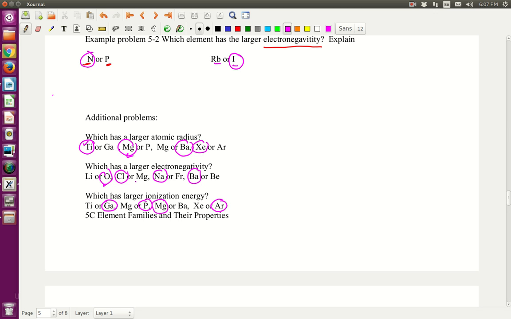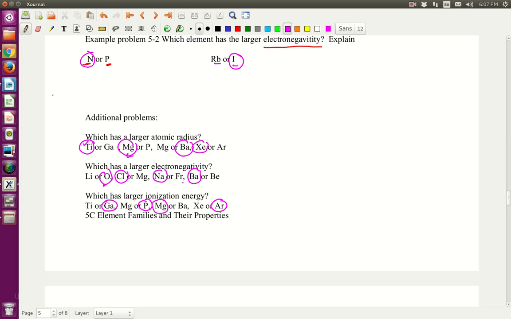Chlorine or magnesium. Chlorine is right under fluorine, so it's more electronegative. Chlorine has 7 valence electrons. Magnesium and chlorine both have 3 energy levels, but chlorine only needs 1 more. They're held tightly. They're small. Chlorine is actually smaller than magnesium, so it's more electronegative.